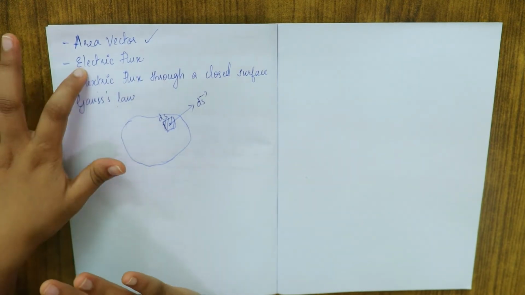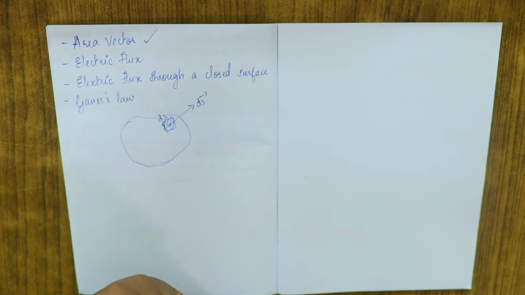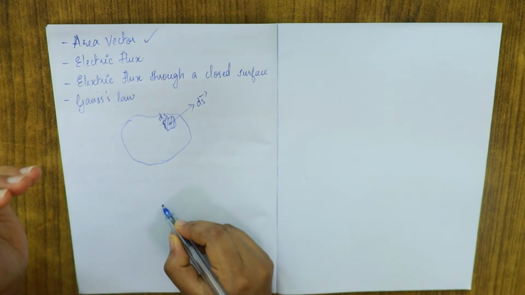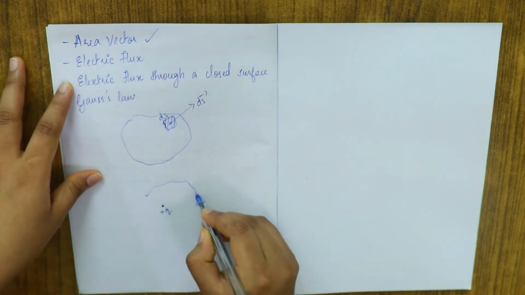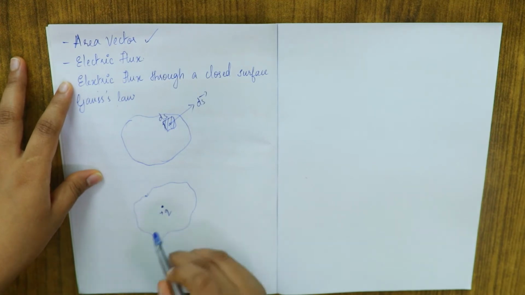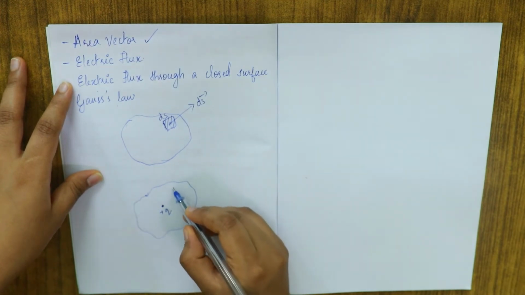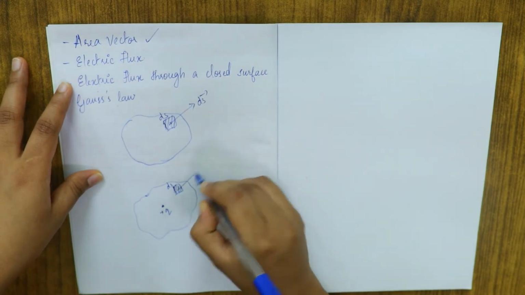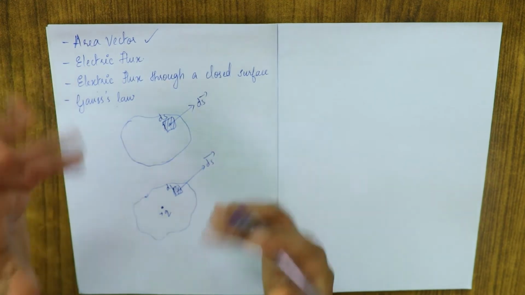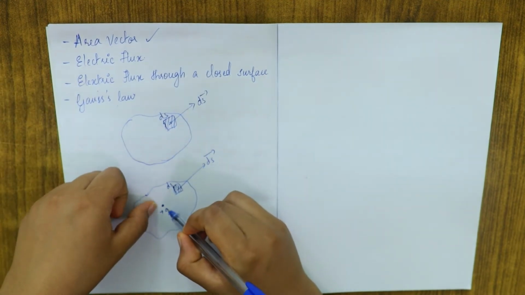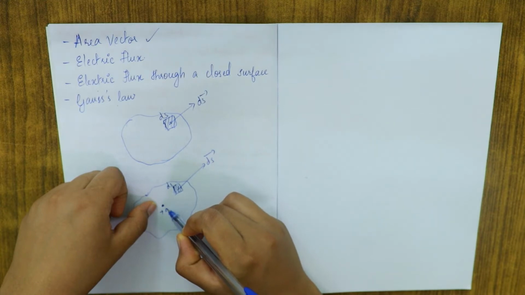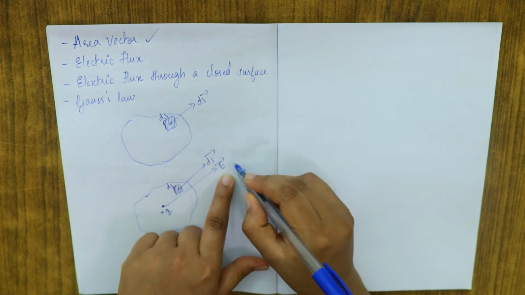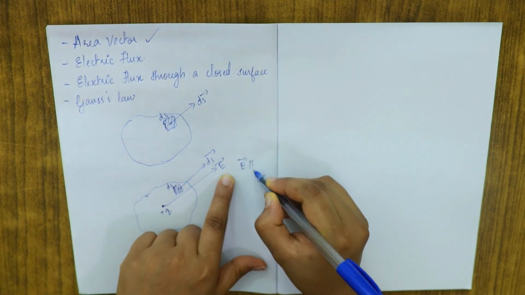Now coming into electric flux. For defining electric flux, first we have to take a point charge, a positive point charge, which is being placed inside a surface. In this surface we are considering a small area dS again, out of which an area vector dS is also happening. So from this charge there will be an electric field which is acting outward from the surface, and this electric field will always be parallel to the area vector.